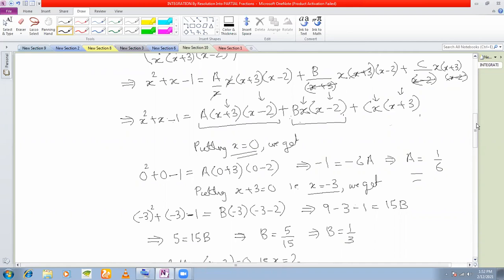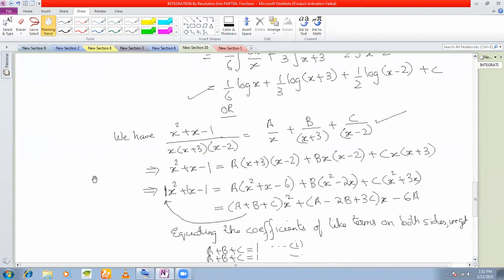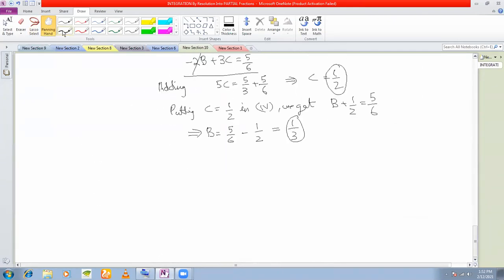Okay, a new problem. All these problems are important. If you do these problems, partial fraction will be absolutely clear. Nothing you will have to do. The question is, evaluate the integral of x square by x plus 1 whole square into x plus 2 dx.